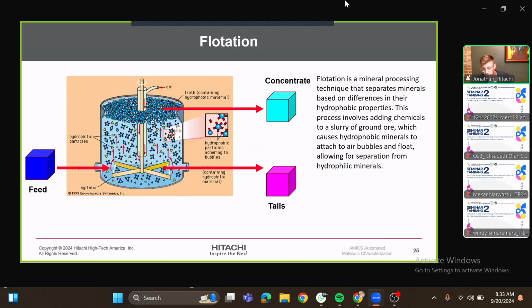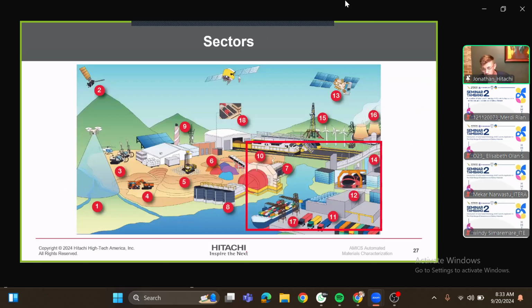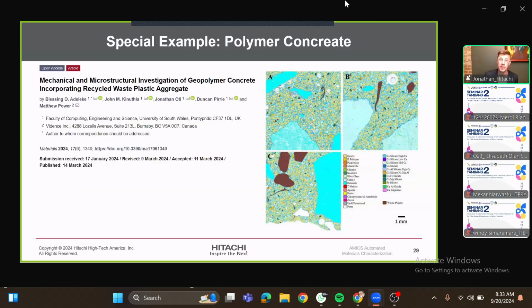So this is one of my favorites. It's polymer concrete. So we got to talk about the ability to look at new materials. This is a concrete that's been created by using geopolymers. I highly recommend this paper. We're going to distribute these slides when we're done. This is an excellent example of new material discovery, and it helps us understand where the polymers go and what the texture of that material is.